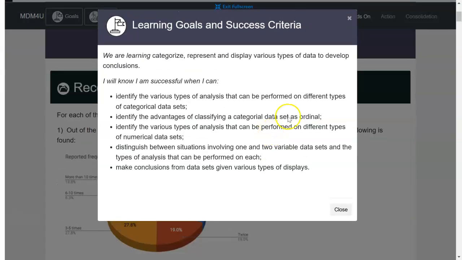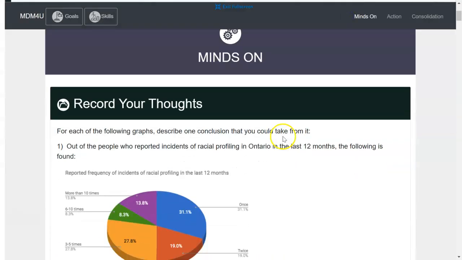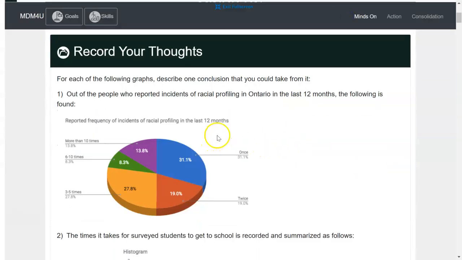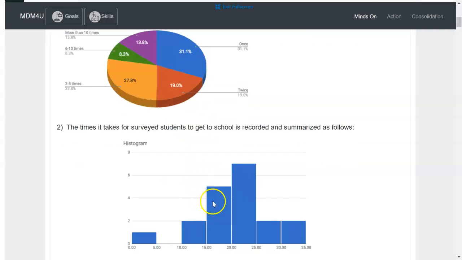Just some things we're going to go on here. So here we're looking at all these different things. I'll get to them here. Here's your pie chart, right? Out of the people. So you look at a pie chart. Everyone likes that. A histogram.